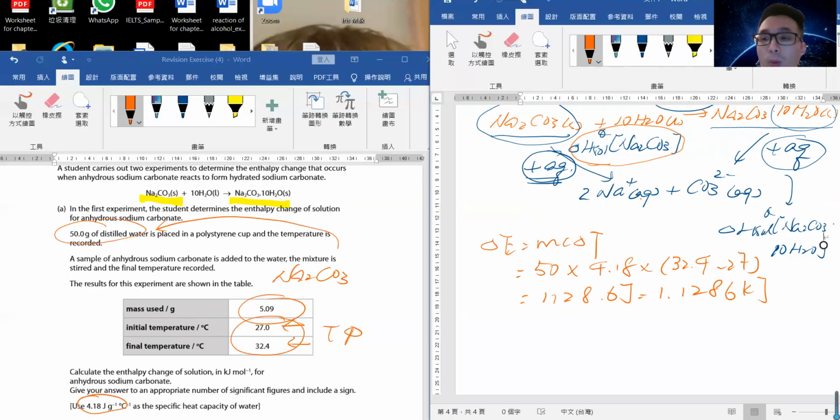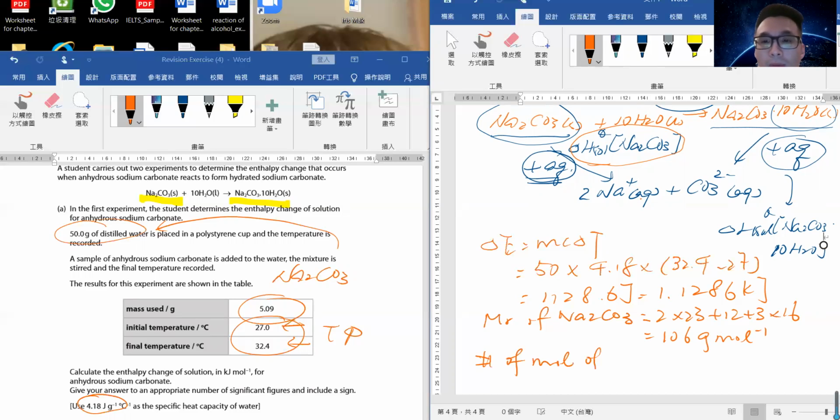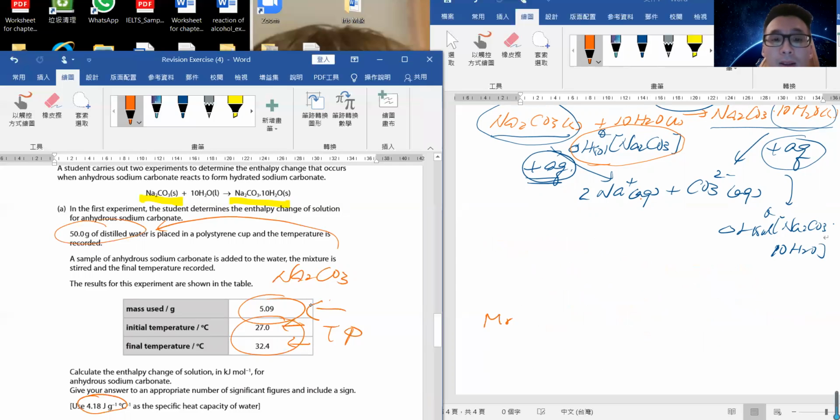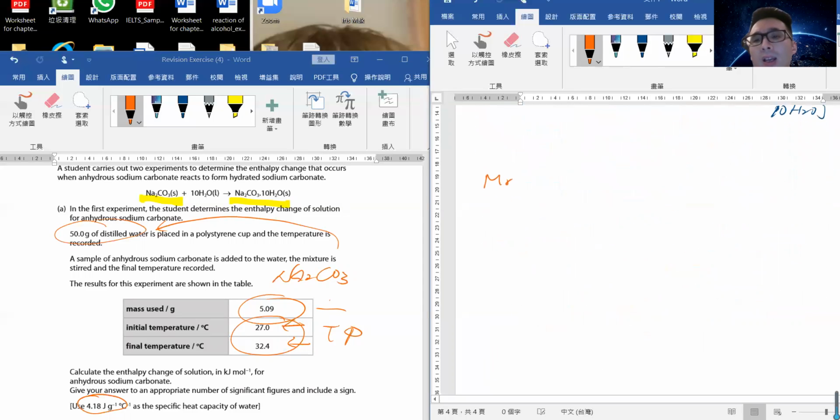Okay, now we can also work out the Mr of sodium carbonate first. And then you can also work out the number of moles of anhydrous sodium carbonate. That is mass over molar mass, right? The mass is here, 5.09.